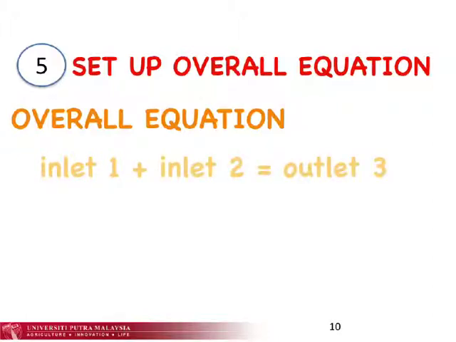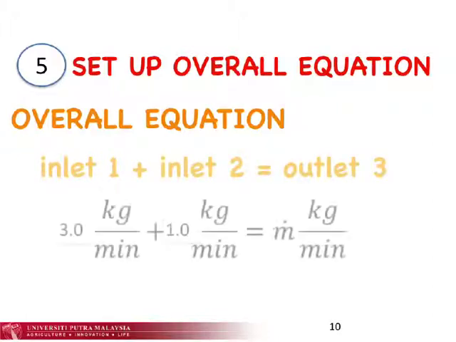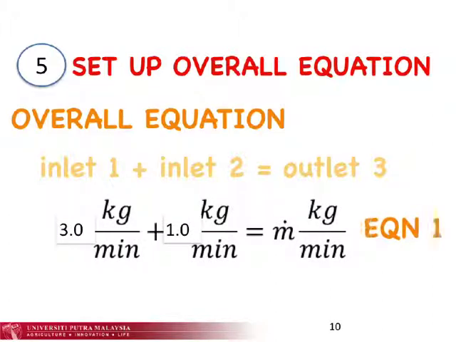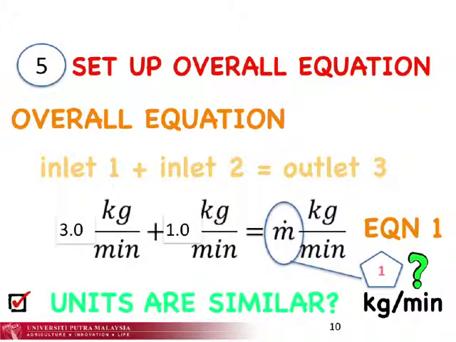So now, let us set up the overall equation for the process. Remember, input equals output for a non-reactive process. So our inputs are stream number 1 and stream number 2, and our output is stream number 3. Replace the terms with the known and unknown variables set previously. So we have 3 kilogram per minute of benzene added with 1 kilogram per minute of toluene equal to m dot kilogram per minute of mixture.